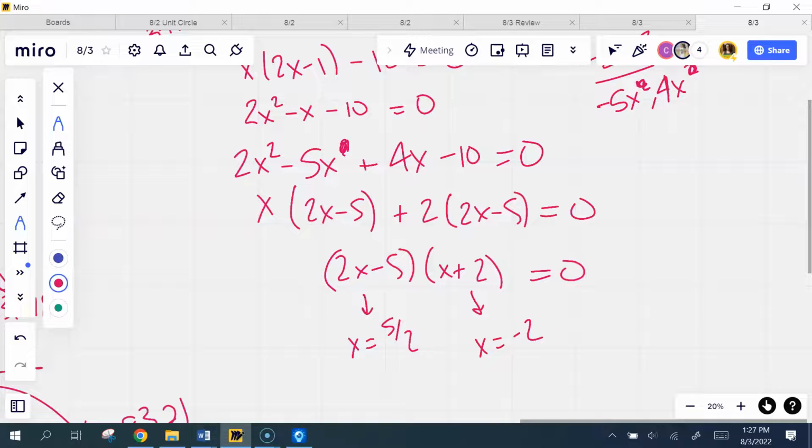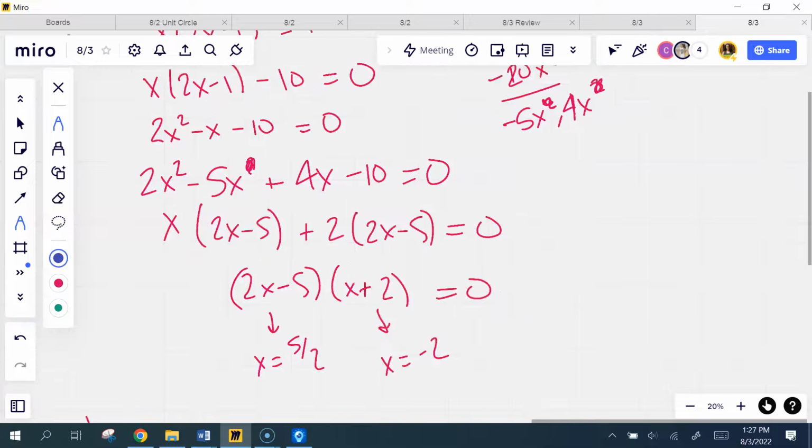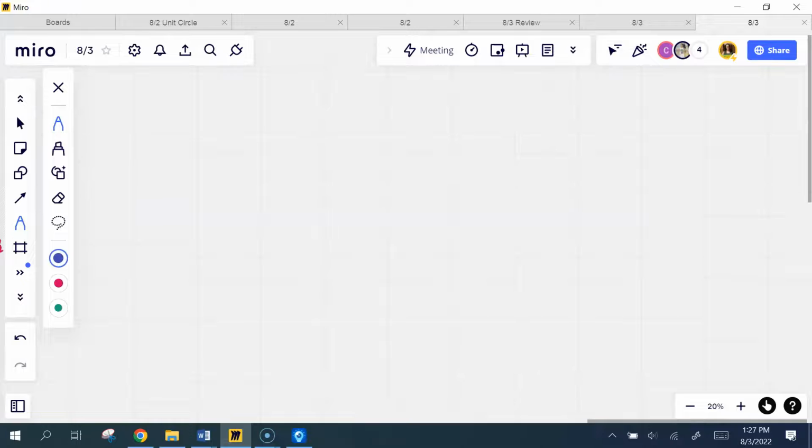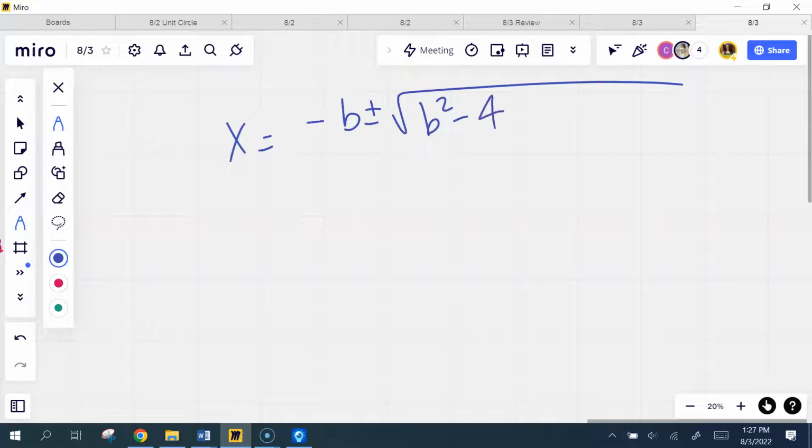Do y'all remember your quadratic formula? Do I need to write it down for you? Write it down for you. Is that what somebody said? Opposite b plus minus square root of b squared minus 4ac all over 2a. Always works.